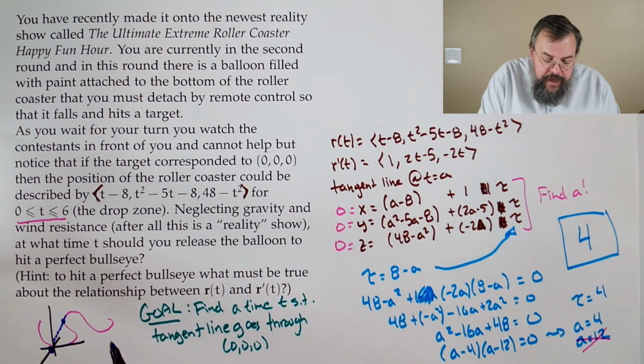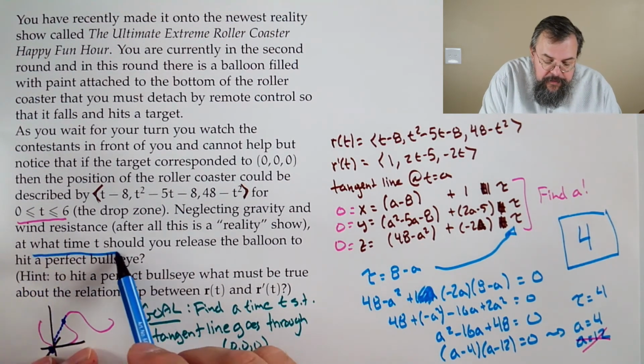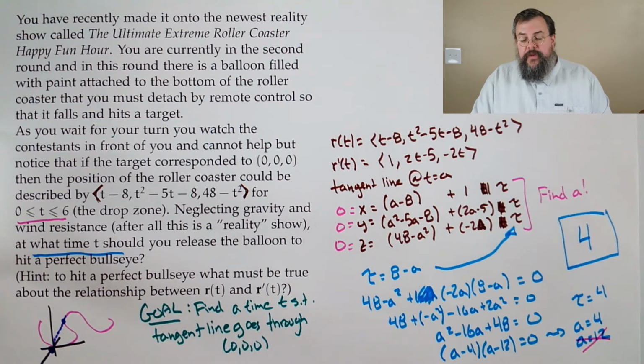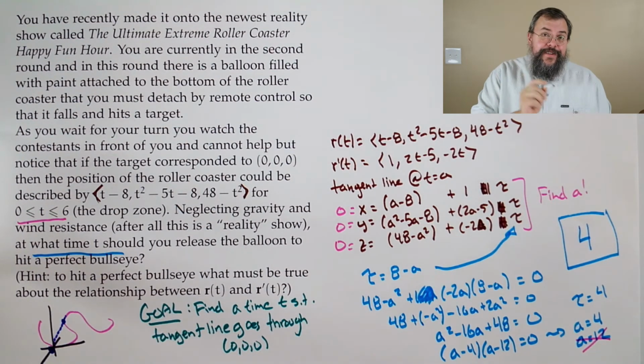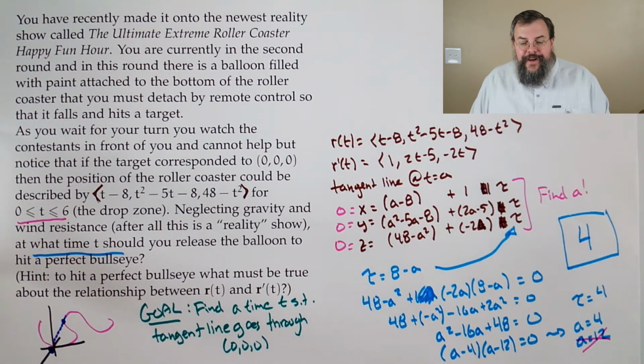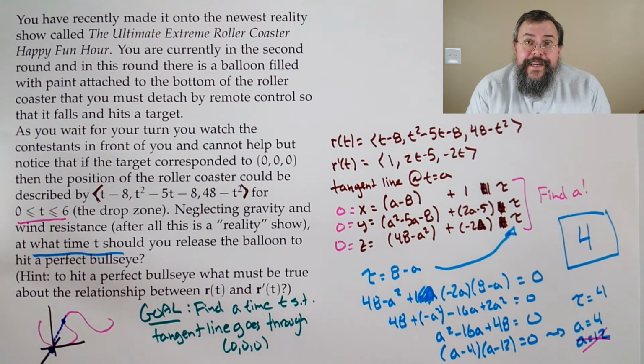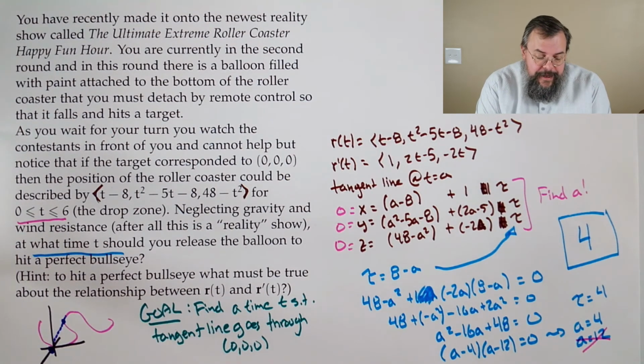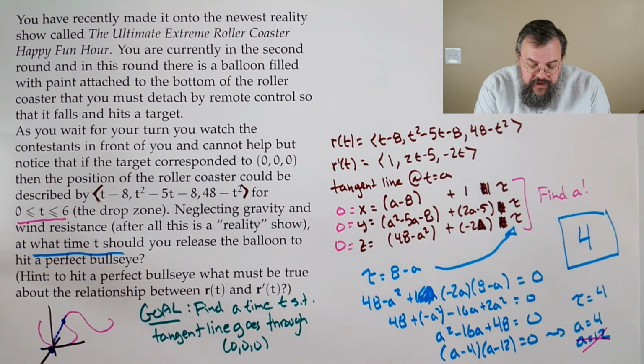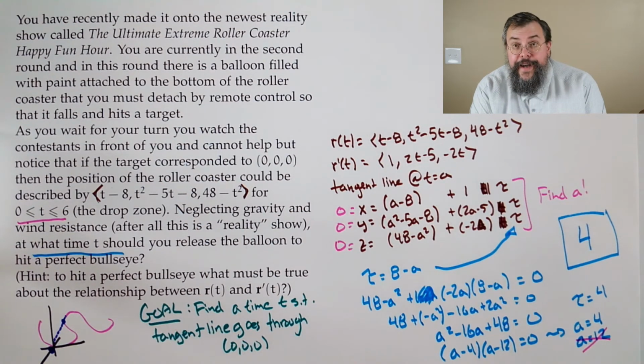Because, well, what were we after? We were after at what time t should we drop? So if we drop at exactly 4 seconds, we'll exactly hit the bullseye. Good. Now, you might say, Steve, what about the hint? You never read the hint. Oh, okay. What does the hint say? To hit a perfect bullseye, what must be true about the relationship between r and r prime?